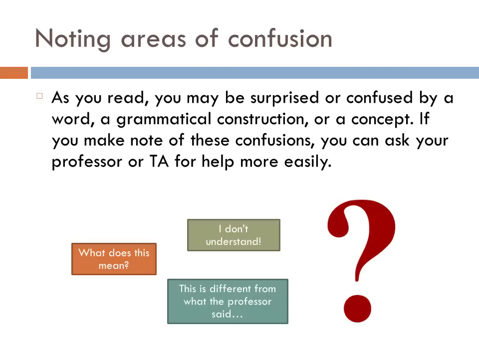And finally, one thing that many students fail to do is to note areas of confusion. So you may be surprised by a word, maybe a grammatical construction, or just a concept that you've never really heard of before. If you take note of these little confusions, then you can ask your professor or TA for help later on more easily, or look up a word instead of looking up a whole bunch of words as you're reading. You can go back and then look up the word afterwards.